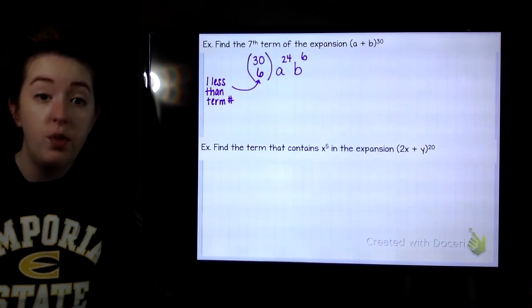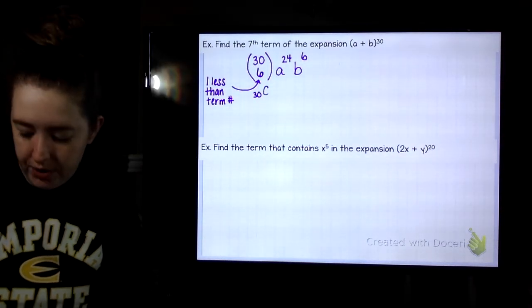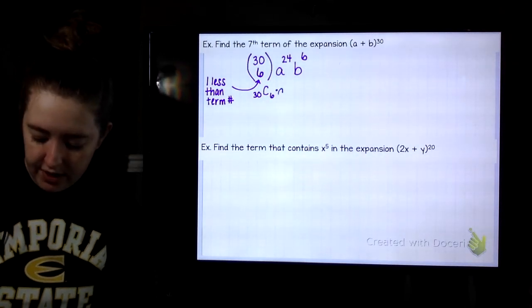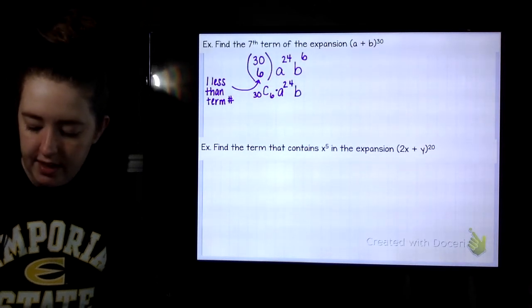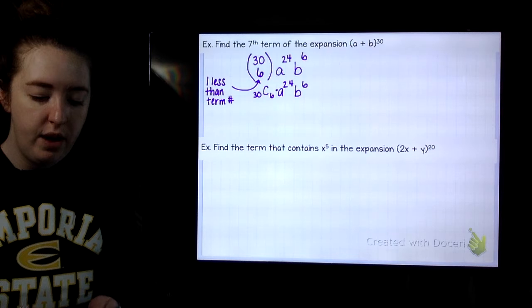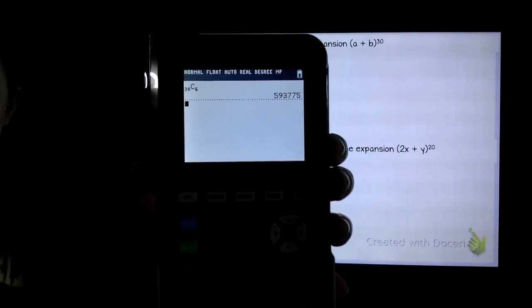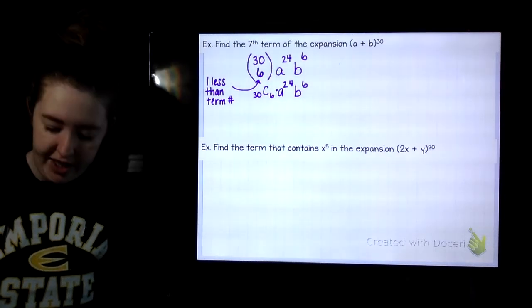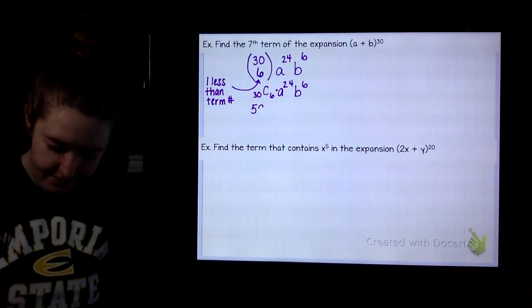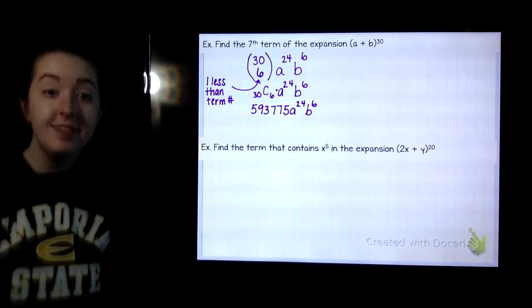So now I'm going to go through and solve what I need to. So this guy right here is really 30 choose 6. And whatever that number is, I'll take that times A to the 24th, B to the 6th. So now I'll put that into my calculator. I'll go ahead and click Math, go over to Prob, down to 3, and put in 30 and 6, and press Enter. So we will get 593,775 for that coefficient. And then we have A to the 24th, B to the 6th.